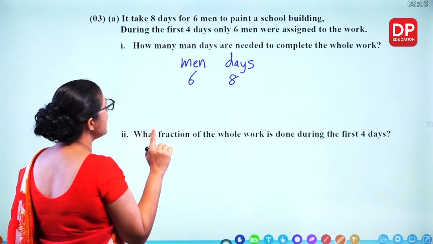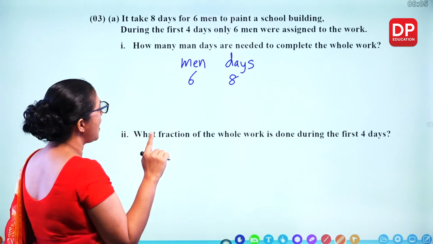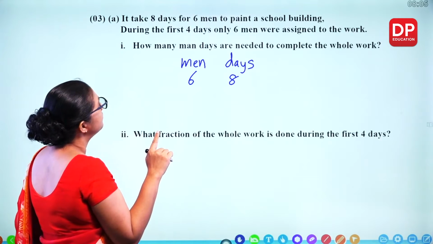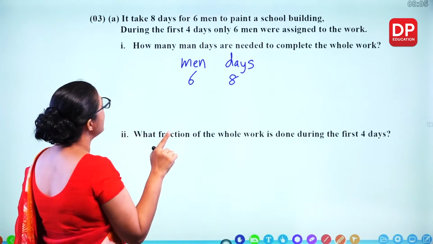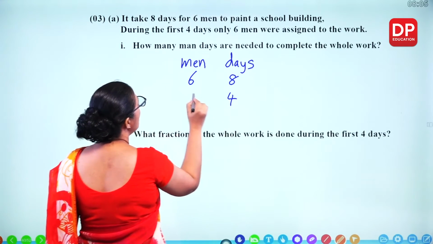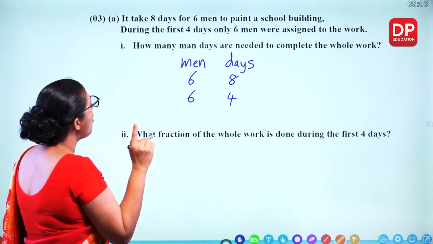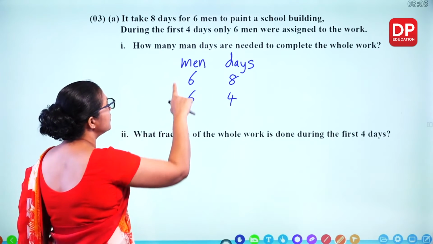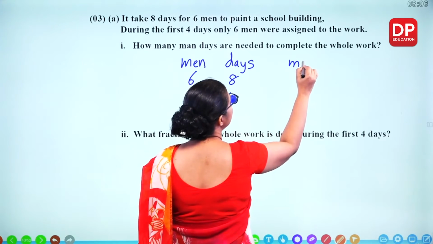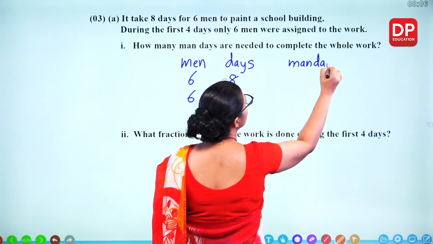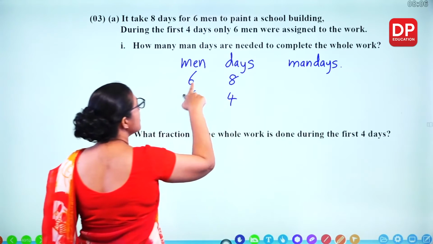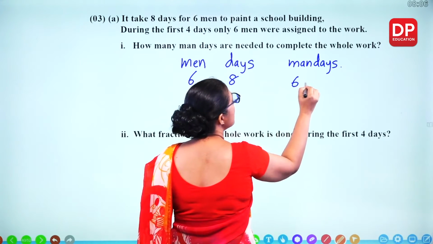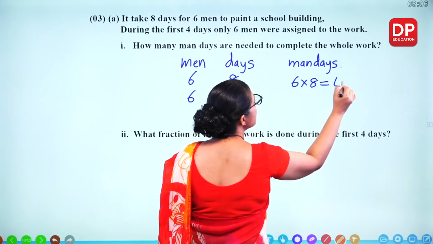During the first 4 days, only 6 men were assigned to the work. So first 4 days, only 6. How many man days are needed to complete the whole work? So man days is 6 times 8. That's 48. That's the first part.